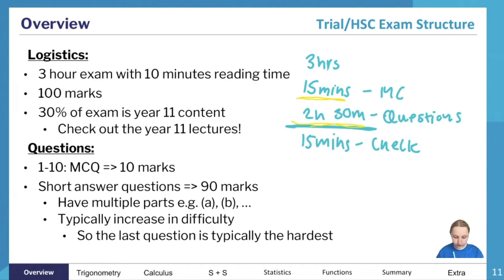Then your short answer questions are worth 90 marks in total. You will find most of them have sort of multiple parts. So it'll be like question 11A, 11B, 11C. And typically those parts A, B, and C all have something to do with each other. It might not be a direct follow on, but A, B, and C might all be different types of integration or different differentiations, or they're all questions about arithmetic sequences or something. So keep in mind that A, B, and C usually have something to do with each other.